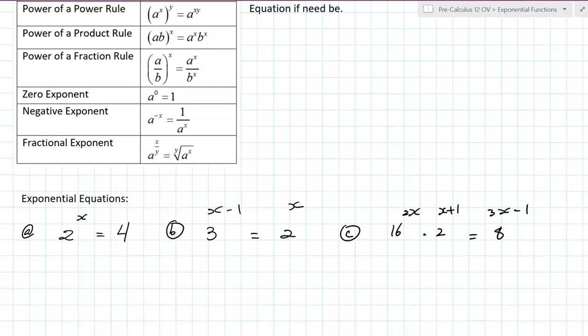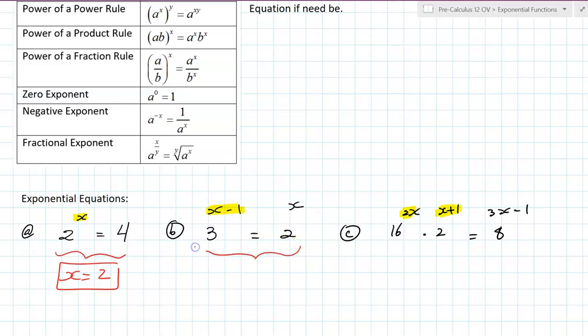Notice that in every single one of them, you have the variable in the exponent, and sometimes it shows up like in the first example, A: 2 to the x equal to 4. So what value of x, when you plug it in there, gives you 4? In this case it's very easy, you can just know that 2 squared is 4. Great. But sometimes you may not be able to, so this is a little bit trickier.